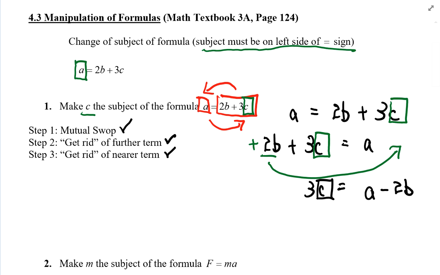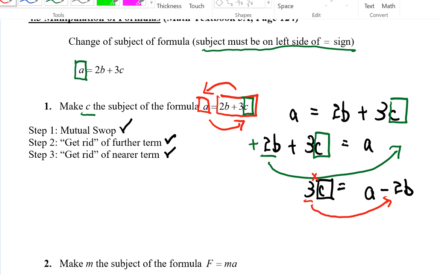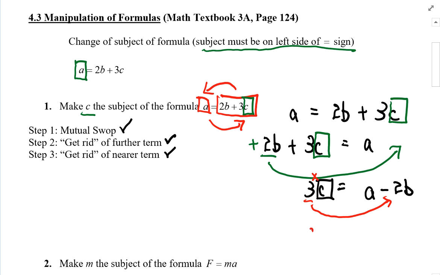Alright, you can see that 3C has the same meaning as 3 multiplied by C. Now, I need to get rid of the letter 3 by dividing it. Okay, so that's what I'm going to do. C is equal to (A minus 2B) divided by 3. And this will be your final answer.